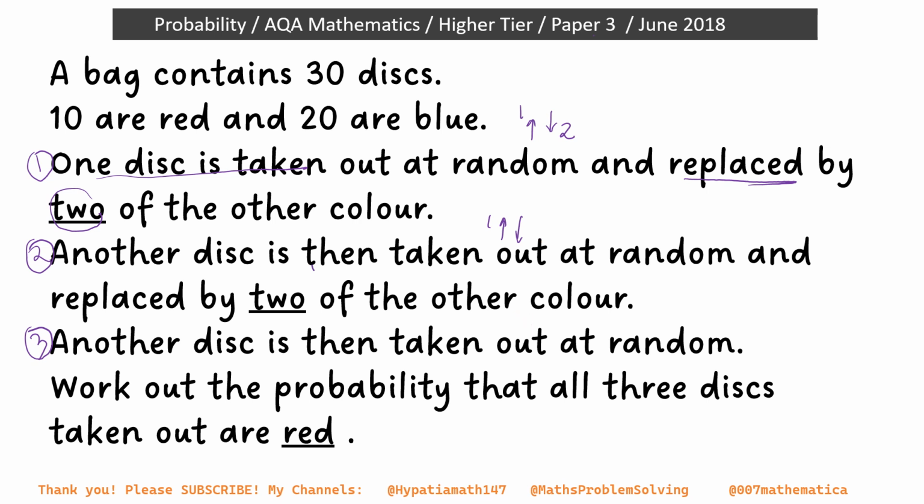So how do we work it out? It's quite simple. What I have to do is the first disc taken out, so P first disc, to work out that they are red. So if I say first red, the first disc is red. One disc is taken out, so there are 10 red discs, so it will be 10 out of 30.